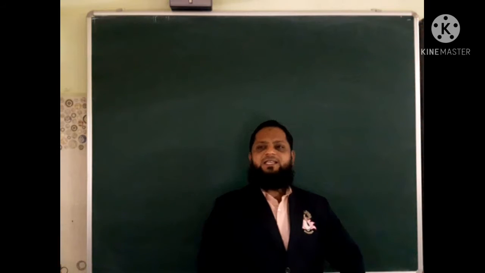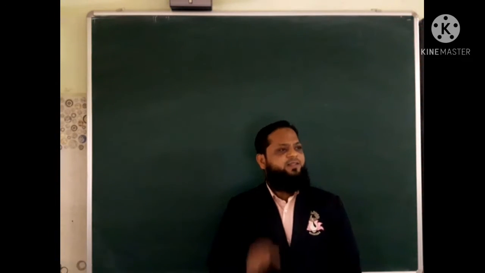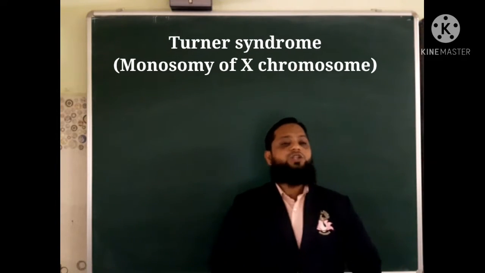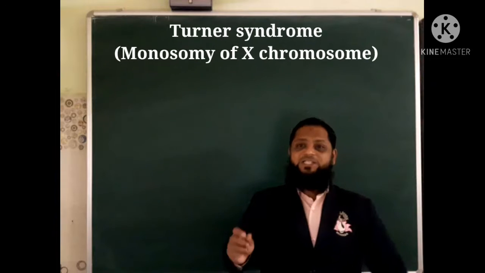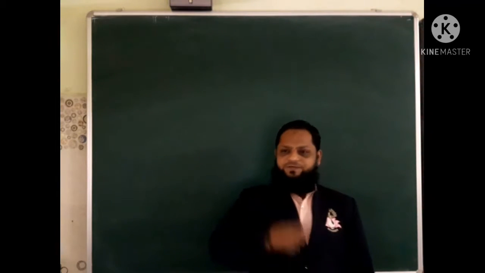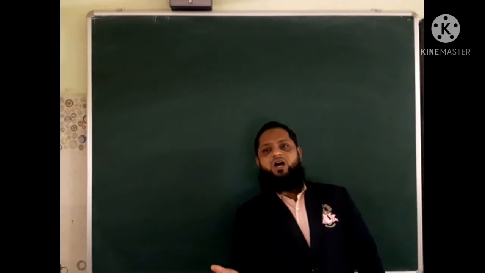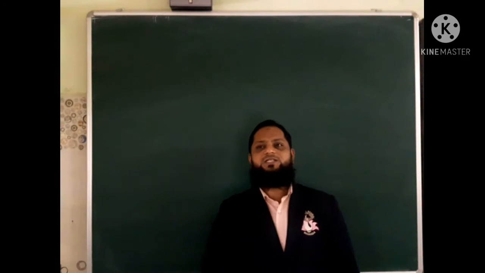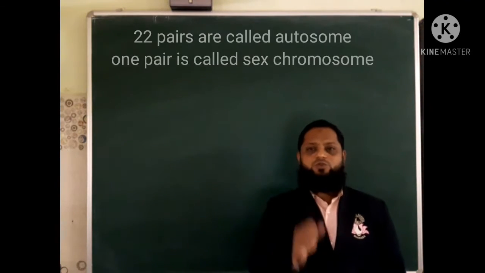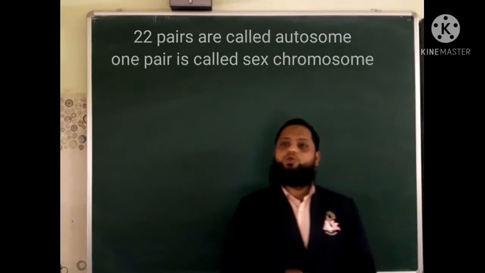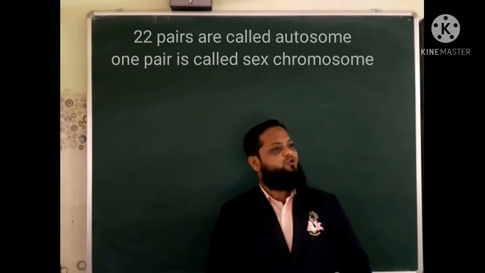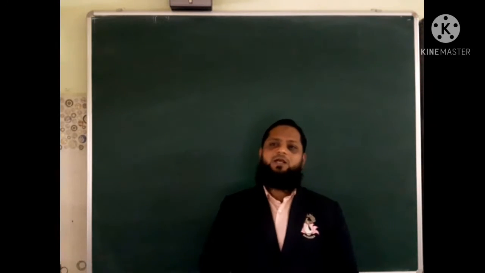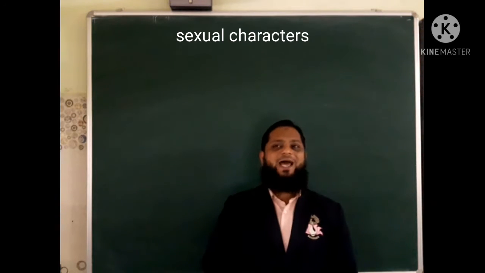Let's see the next genetic disorder, the Turner syndrome. It is also said to be the monosomy of the X chromosome. As we know, 23 pairs of chromosomes are present in our body. Out of these 23 pairs, 22 pairs of chromosomes are autosomes and one pair of chromosomes is the sex chromosome, which is responsible for expressing the sexual characters.